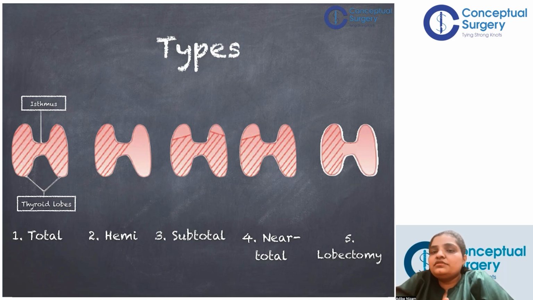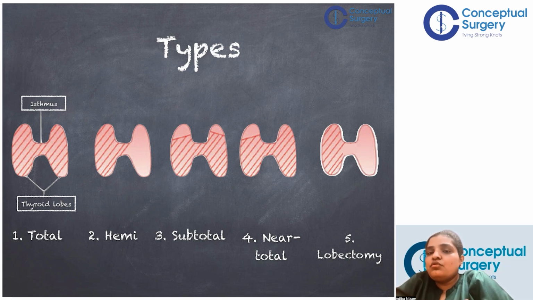So what is the difference between these? It's a very simple line diagram that you can draw in your exam. You do not need fancy drawing skills. But this is a diagram that you can manage in an exam setting, and any diagrammatical representation helps you fetch more marks. So thyroid has two lobes and an isthmus.